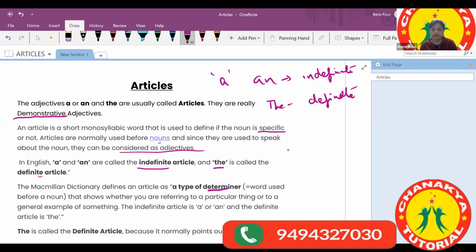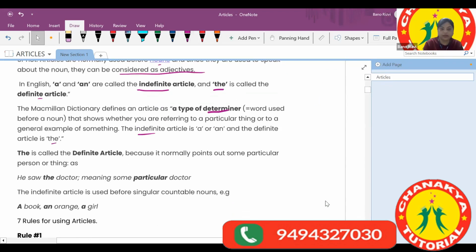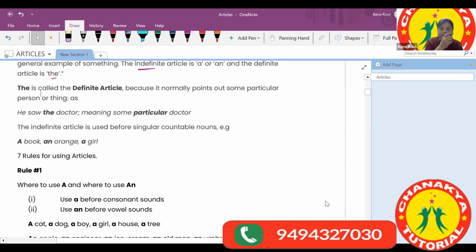So this is the word used before a noun that shows whether you are referring to a particular thing or to a general example. If it is general, it is a or an. But if you are talking about a particular thing, it is definite. It is the. So the indefinite article is a or an, and the definite article is the. The is called the definite article because it normally points out some particular person or thing. As we saw, the doctor means some particular doctor. The doctor specializes in heart. A book, an orange, a girl.